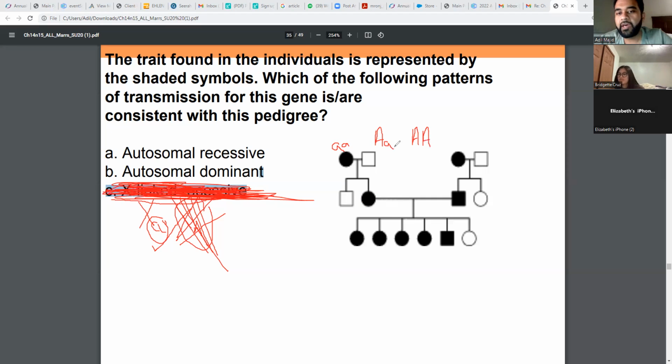Right? So now let's assume that this guy right here is big A, little a, okay? So now, is it possible for this person to be little a, little a? Do you see why this person has to be little a for this to work?